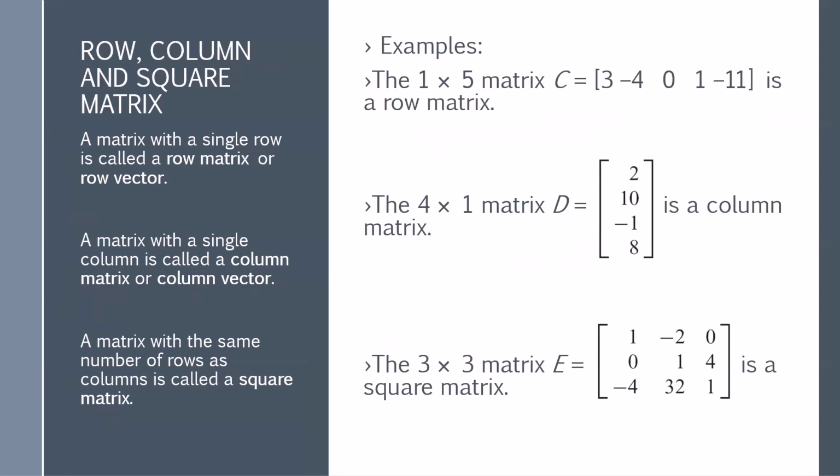A matrix with a single row is called a row matrix or a row vector. A matrix with a single column is called a column matrix or column vector. A matrix with the same number of rows and columns is called a square matrix. So in my examples here, I have a 1 by 5 matrix C. That's a row matrix. I have a 4 by 1 matrix D. That's a column matrix. Matrix E is 3 by 3. And because the number of rows is the same as the number of columns, it's called a square matrix.